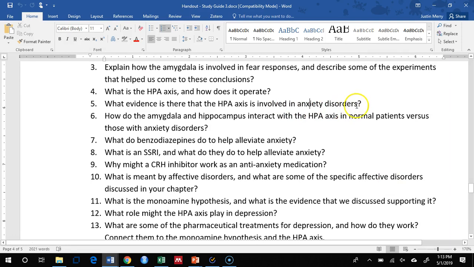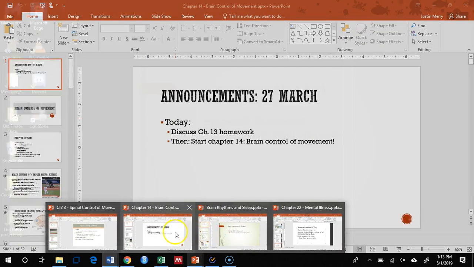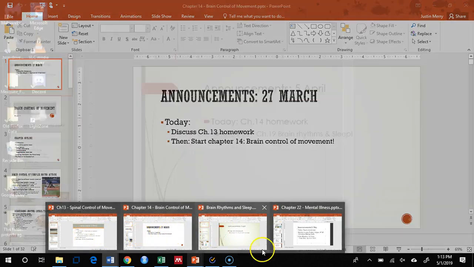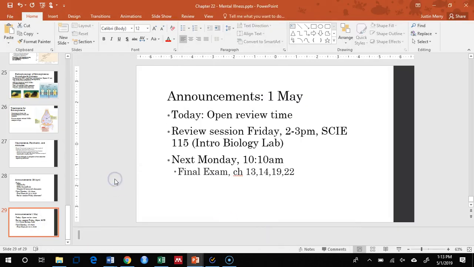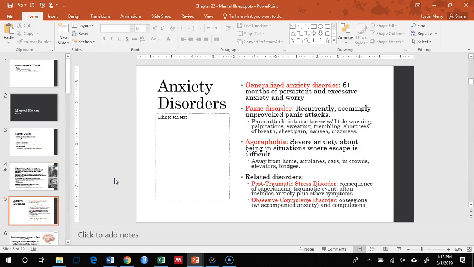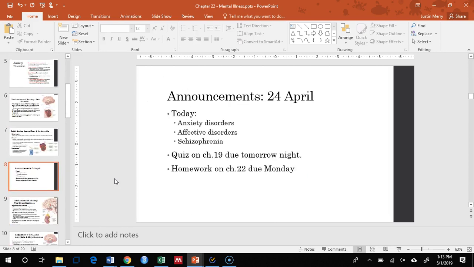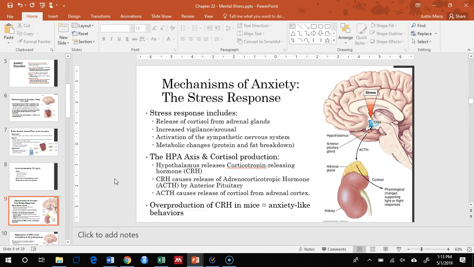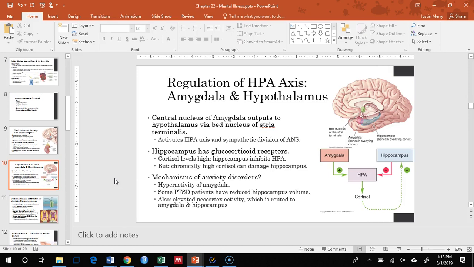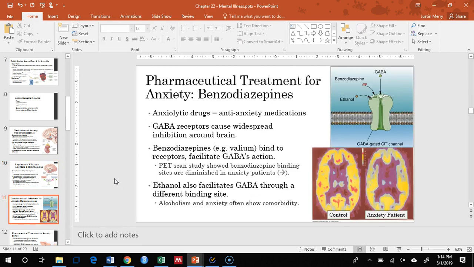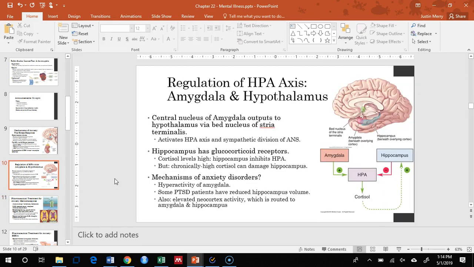Okay, so what evidence is there that the HPA axis is involved in anxiety disorders? Let me get to the right chapter. I'm just trying to find the best target to discuss this and talk it out.